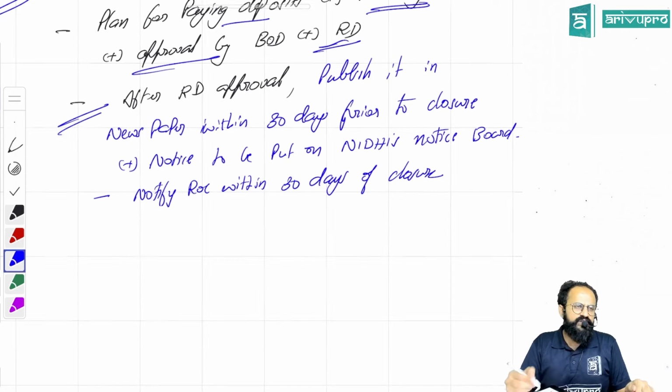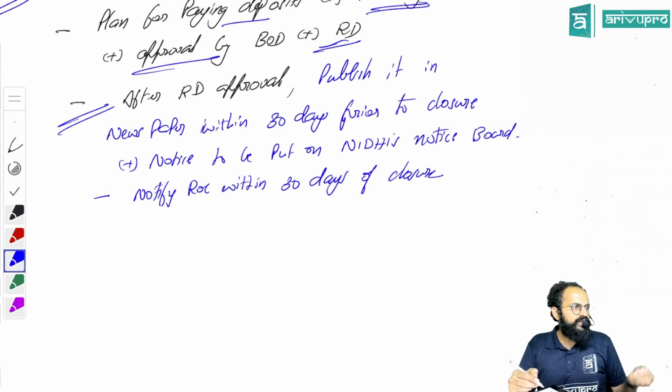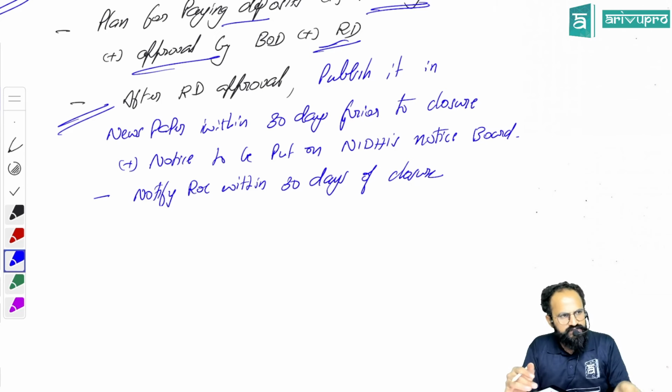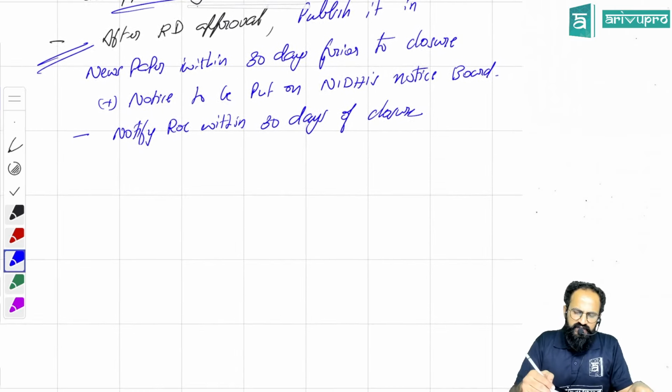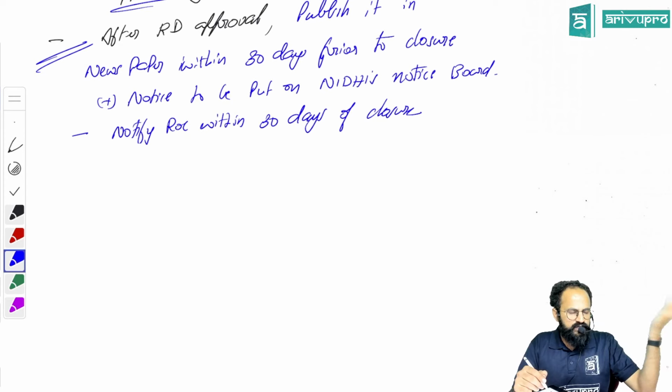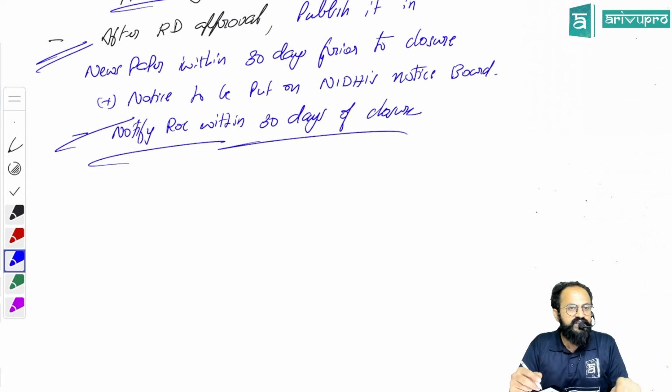After the RD also has given his approval, you need to publish a newspaper advertisement that the NIDHI is going to close this and this branch. 30 days prior to the closure, you will give it as a public notice. And finally, people, you will also publish it on the notice board of the NIDHI. And the last one, people, you will notify ROC within 30 days of the closure that this particular branch has been shut down. I'm not talking about winding up of NIDHI, I'm talking about closure of a branch.